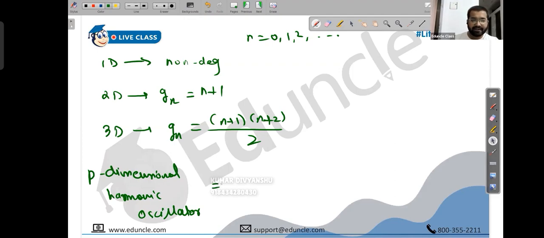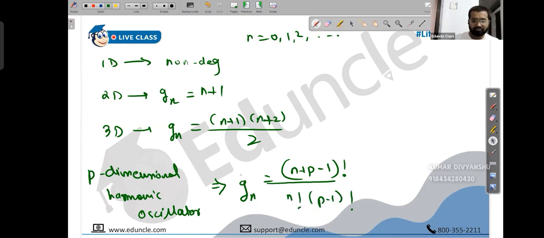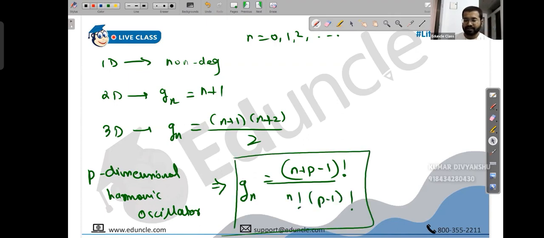So for the harmonic oscillator, the value of degeneracy, he said, will be (n plus p minus 1) factorial upon n factorial into (p minus 1) factorial. Outstanding work. The paper is published on this. It's not available in the books. It's the work of the 21st century. This is a student from some college. He worked on this out of curiosity.